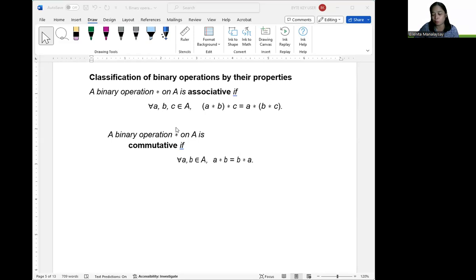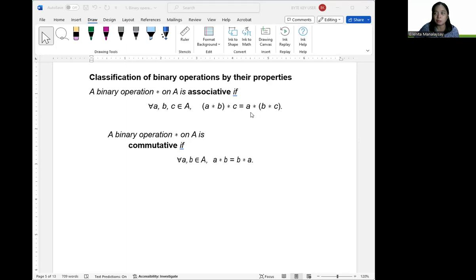Okay, so the first two properties are presented here. Let me read. A binary operation star on set A is associative if for all A, B, and C in set A, the operation A star B and then star C will yield the same result when we perform the operation on B and C first, and then with A.